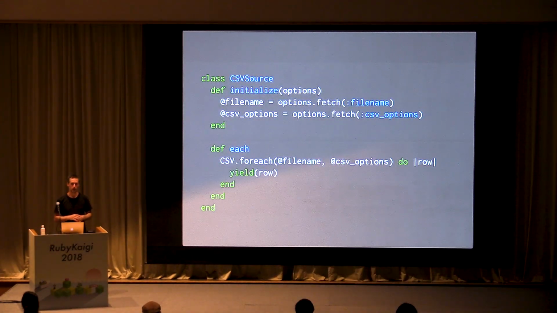This is an example to be compared with what I saw earlier in terms of complexity. This is a simple CSV source. I just pass the file name and the CSV options, and then I iterate on the file, and I just yield the rows one at a time. Okay? So this is plain old Ruby objects. Much easier to test, no dependencies, no complicated stuff, and the interface that you must follow is very simple.